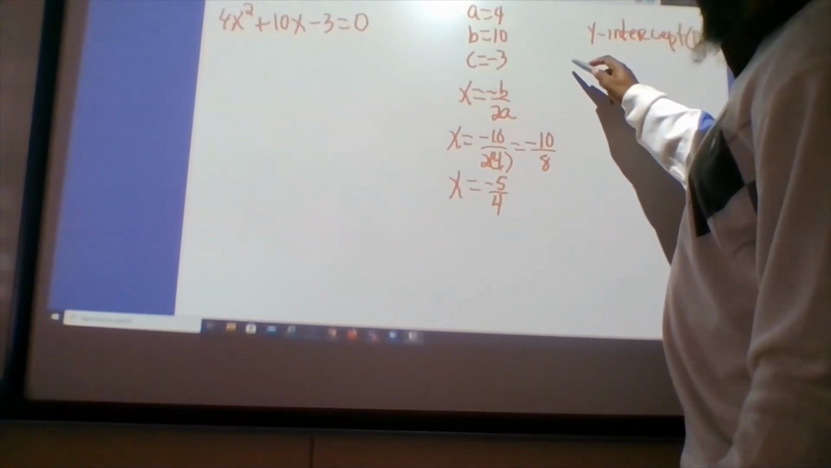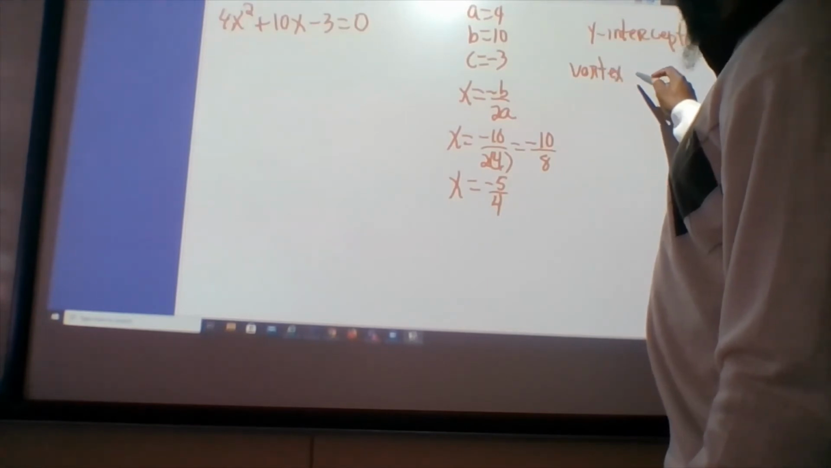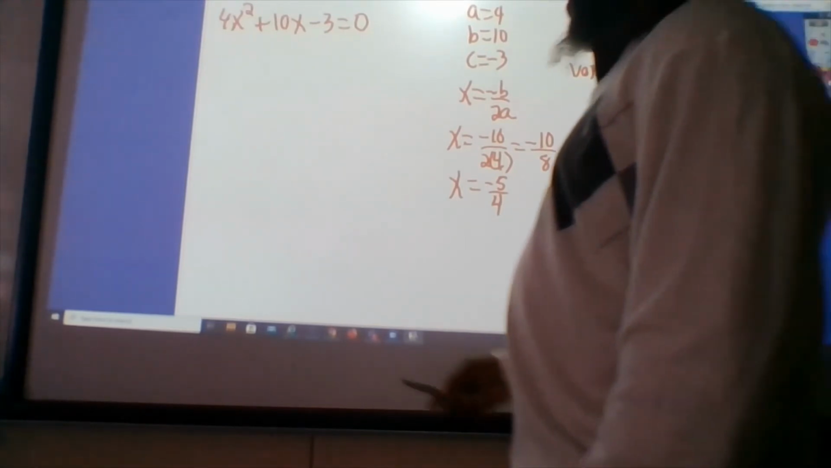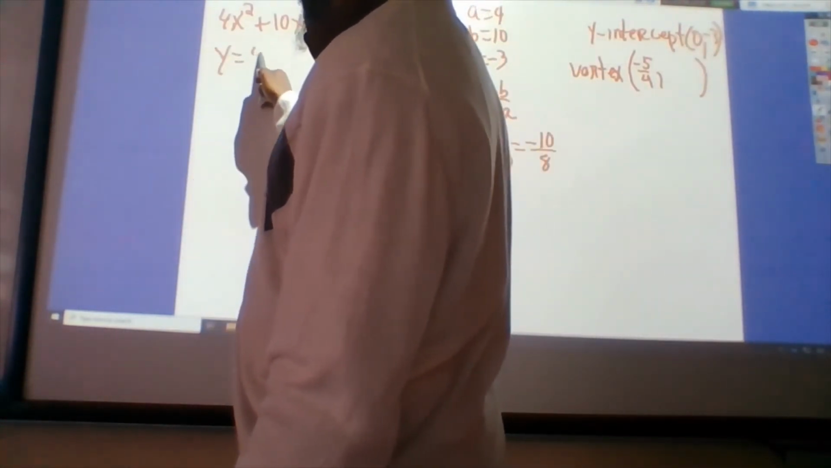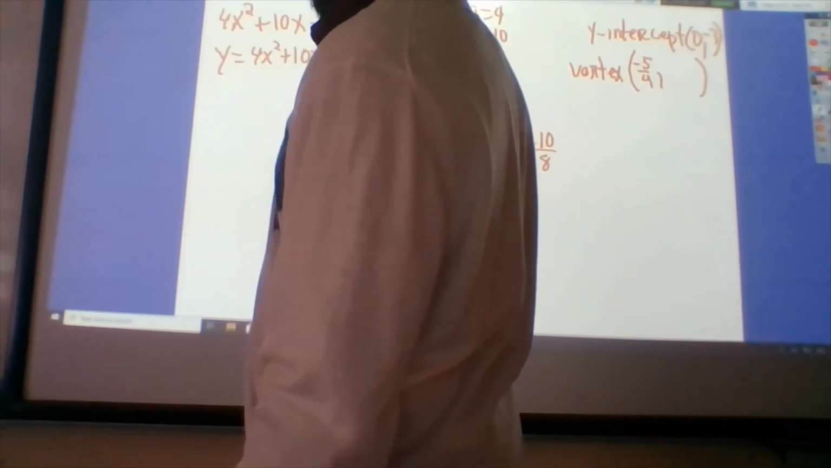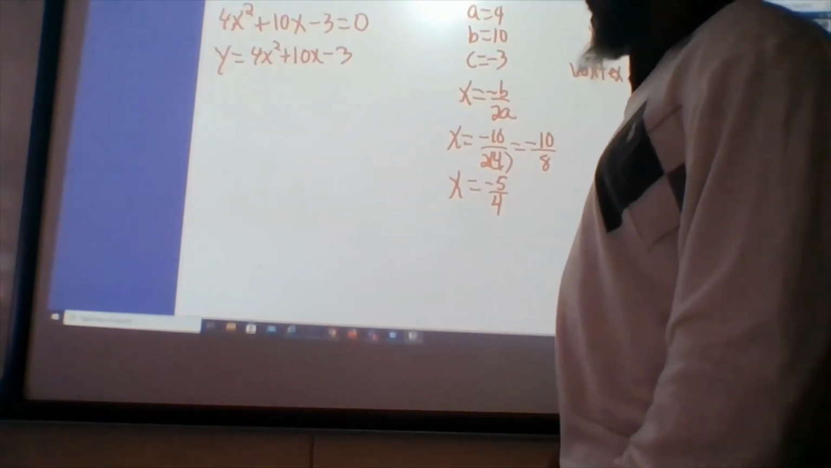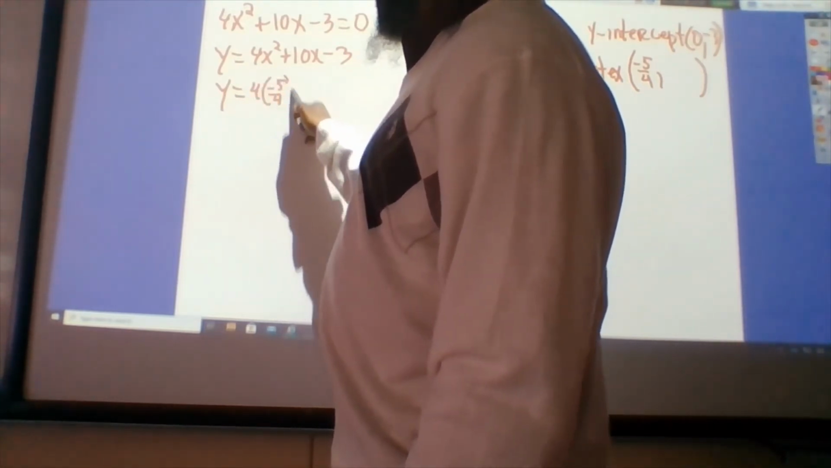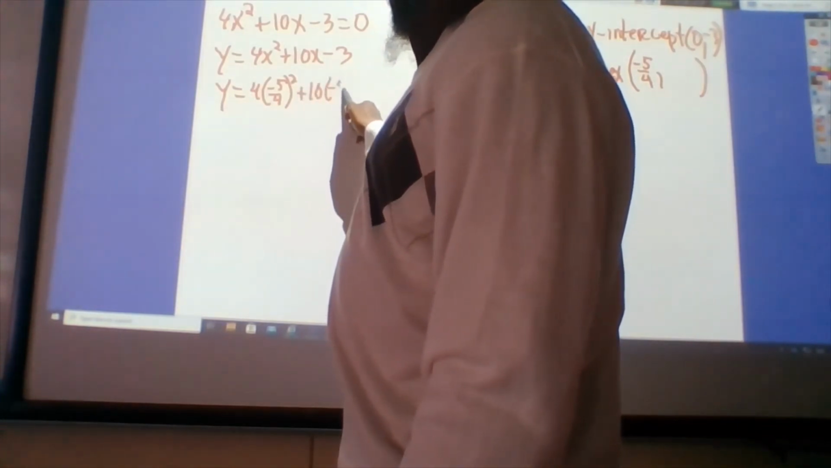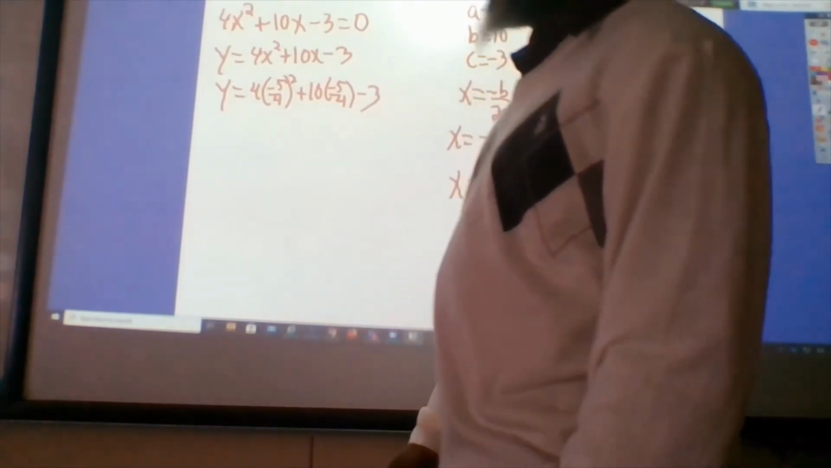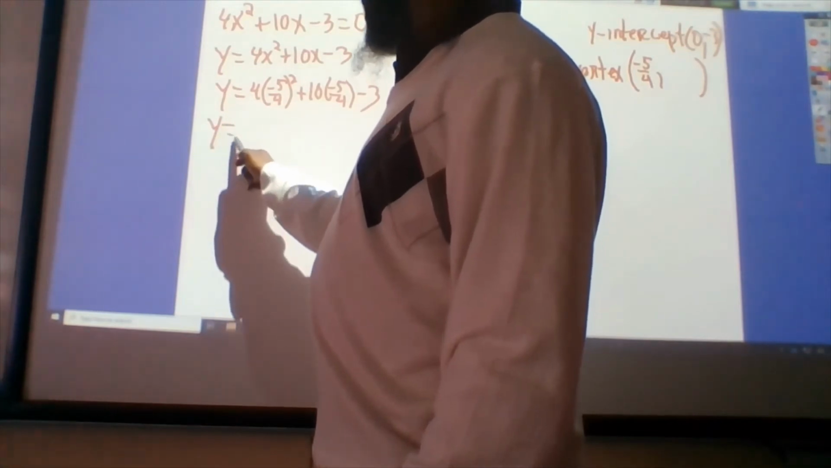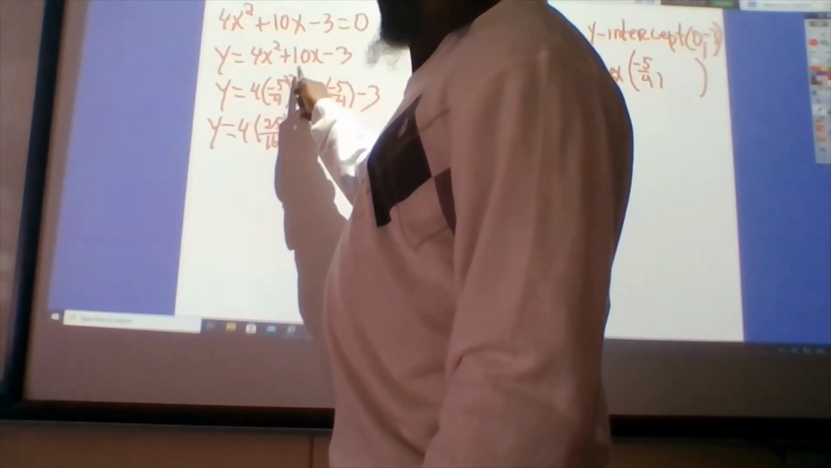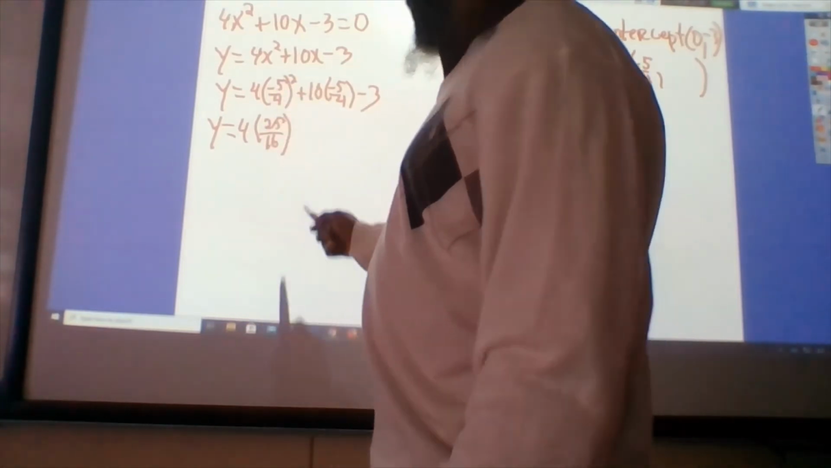Now I will have to find y. So that will be y equal 4x squared plus 10x minus 3. Hold on to your horses. We're going to do some multiplication. y is equal to 4 times negative 5 over 4, squared, plus 10 times negative 5 over 4, minus 3. This is very huge. Then you will have y is equal to 4 times 25 over 16, right? It's negative 5 times negative 5, that gives you 25. 4 times 4 is 16. This will give you minus 50 over 4. Those are going to be simplified later. Then you will have this. 4 goes into 16 4 times.